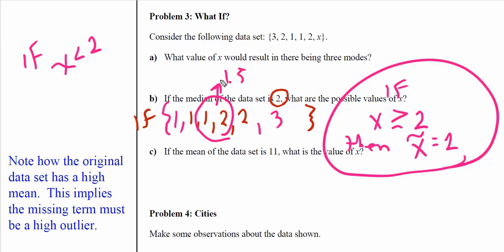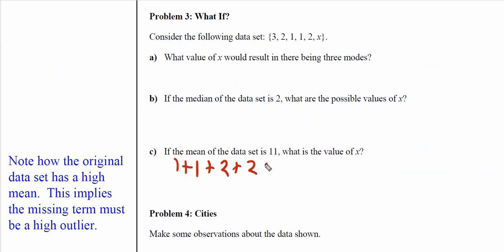So if x is less than 2, then the median would end up also being less than 2 as well. It would no longer be 2. So in order for my median to remain 2, I have to allow x to be greater than or equal to 2 in this data set.